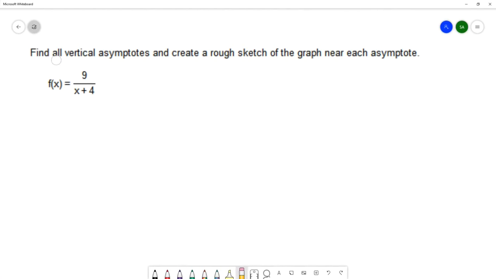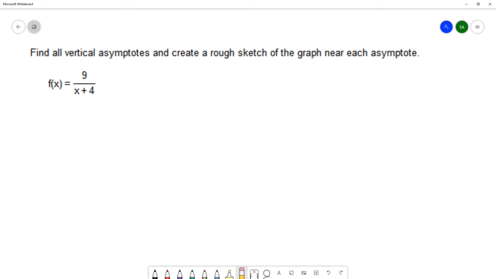For this question, we want to find all vertical asymptotes and create a rough sketch of the graph near each asymptote. We're given the function f of x equals 9 over x plus 4. When you're looking for vertical asymptotes, you want the function to be in lowest terms. That means writing the numerator in factored form, writing the denominator in factored form, and canceling out any common factors before you start solving.